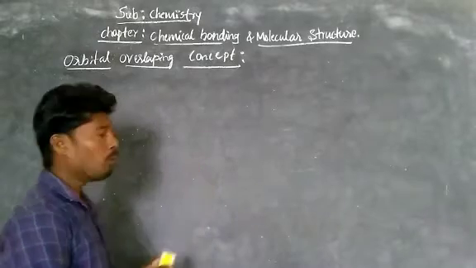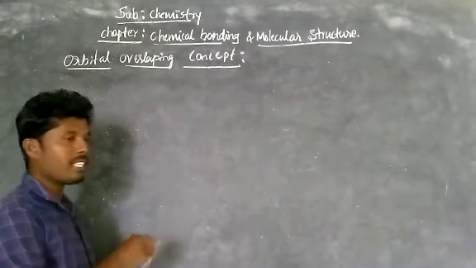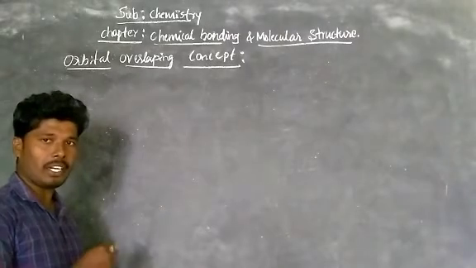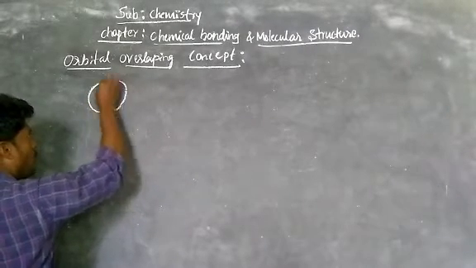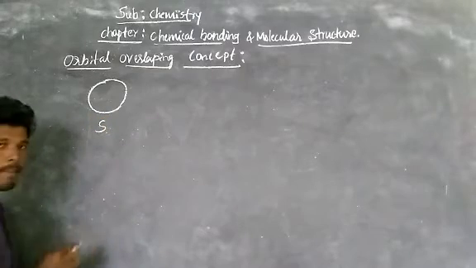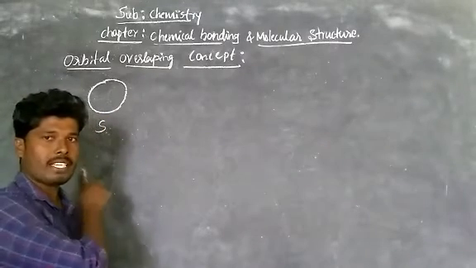Got it? Now we know the shapes of orbitals from the previous chapter. Now once again here we are recalling the shape of the S orbital. Okay, you know already this is the S orbital. The shape of the S orbital is spherical and it is non-directional, meaning there is no direction.